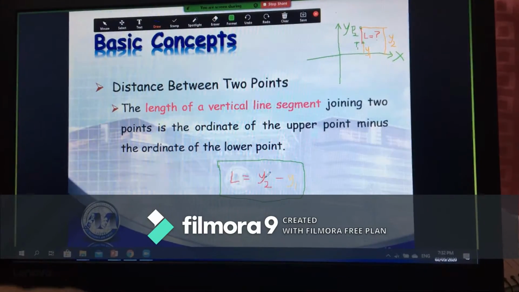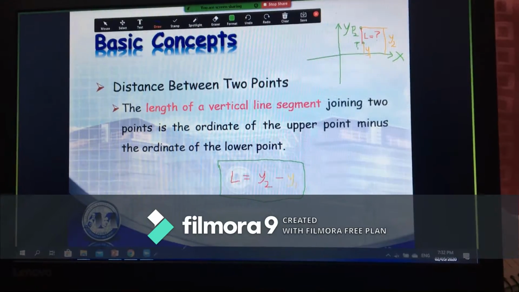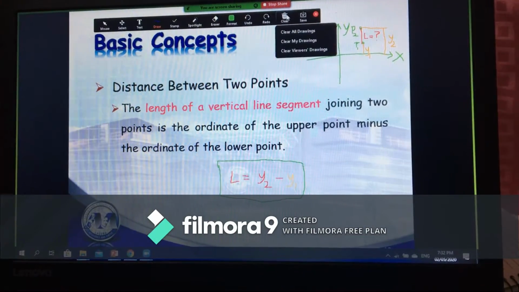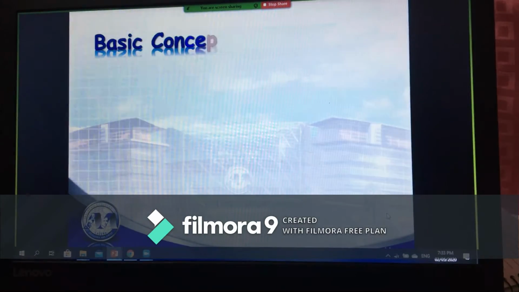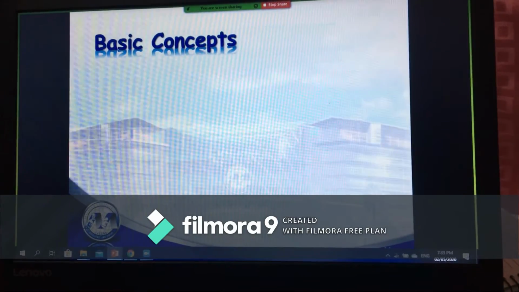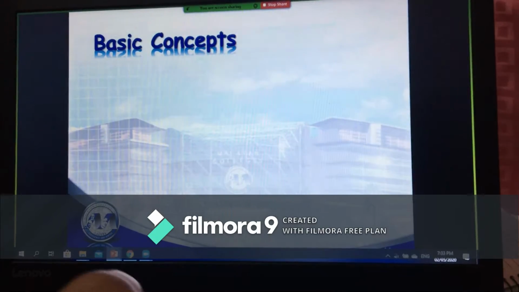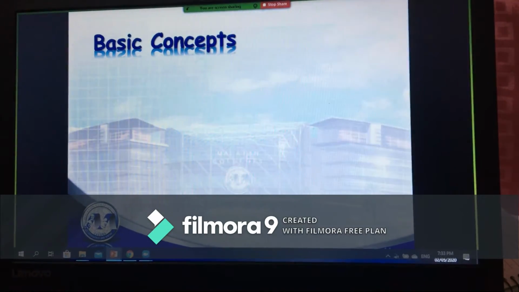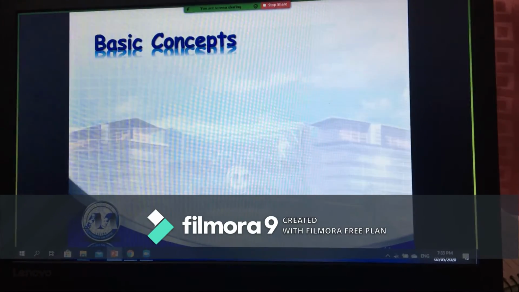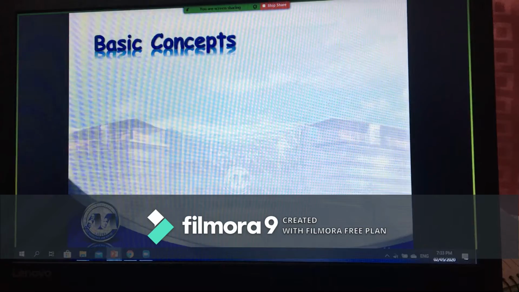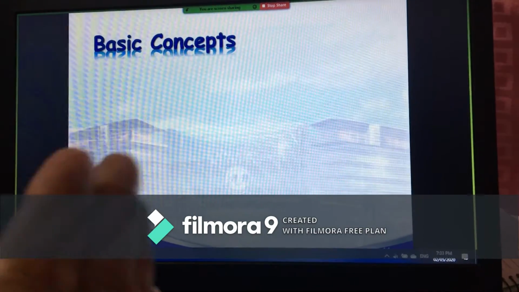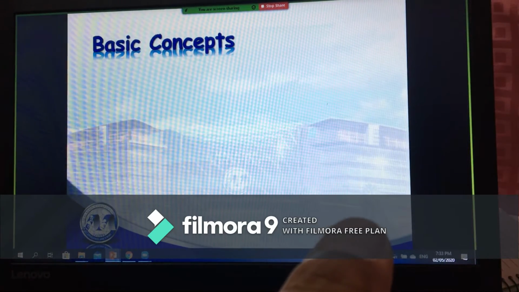Okay, clear na sa inyo ni class? Is it clear to you? Okay, very good. Now let's proceed, no? So yun ang second scenario, ha. Ang first scenario is distance between 2 points on the horizontal line, that is lying horizontally. And the second scenario is the distance between 2 points on the vertical line.